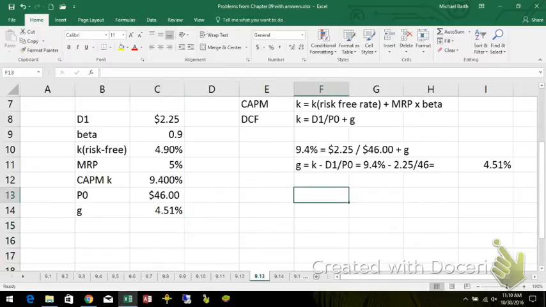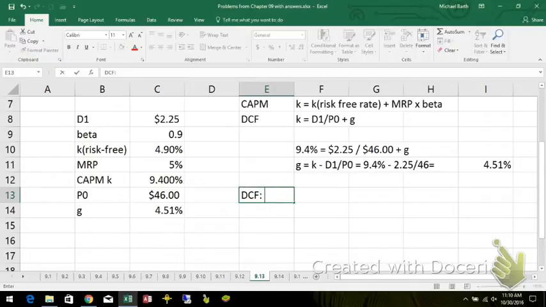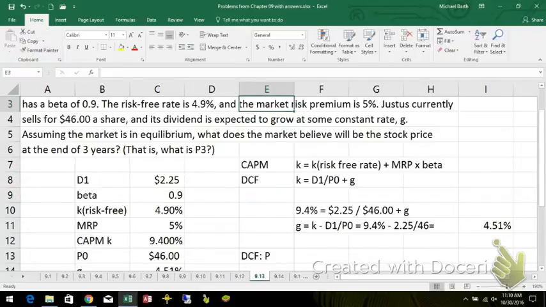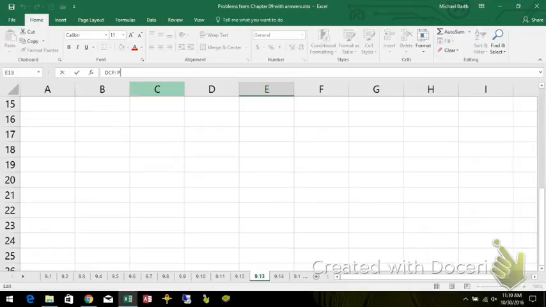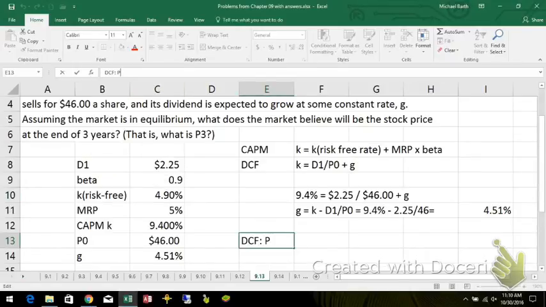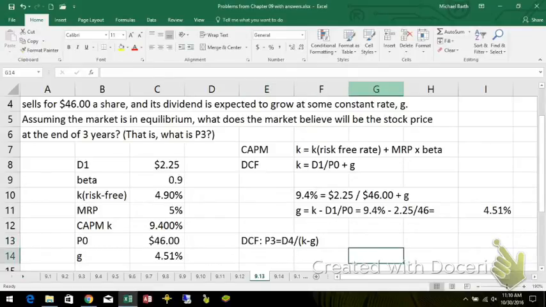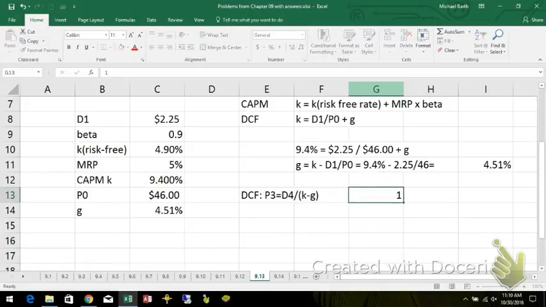If I wanted to use the DCF model into the future, the price at the end of 3 years, P3, would be equal to D4 divided by K minus G. Okay, so all I have to do now is forecast dividends. Year 1, 2, 3, 4, because I'm going to need D4.